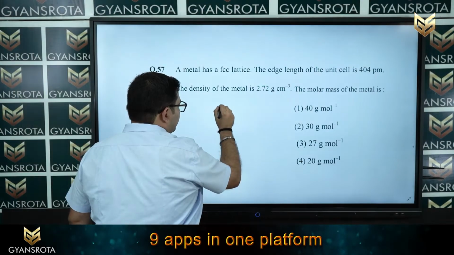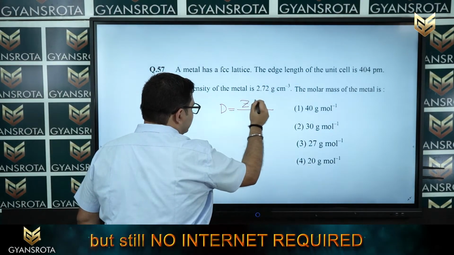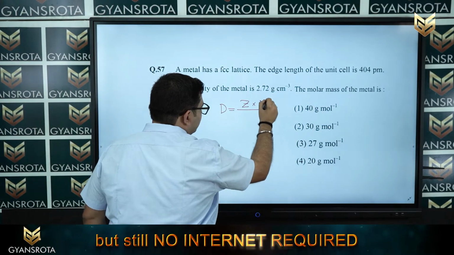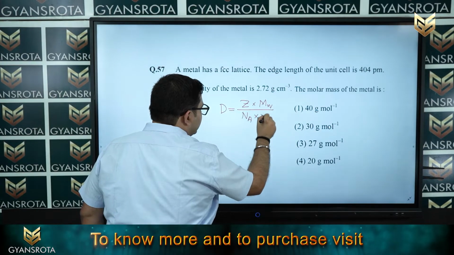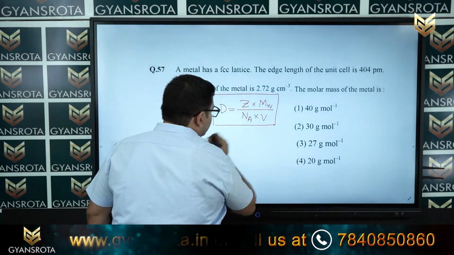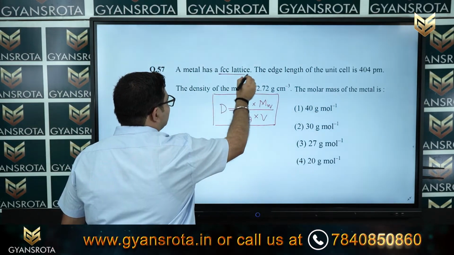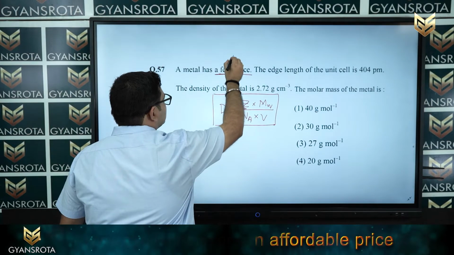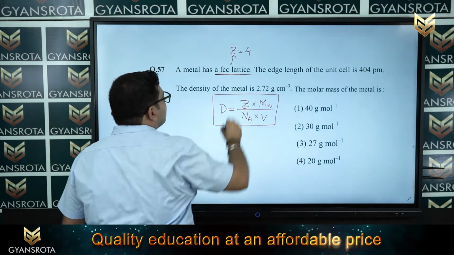The formula we are going to use here is D equal to Z into MW by Na into V. So this formula we are going to use here. Now first let us see the Z value. The Z value here is given as FCC lattice. So the Z, which is called the total lattice count, the value is 4.